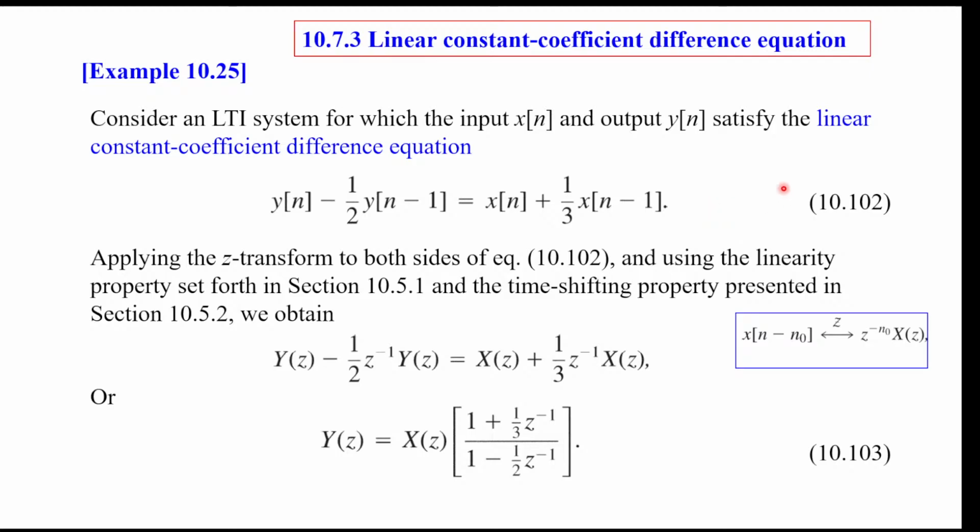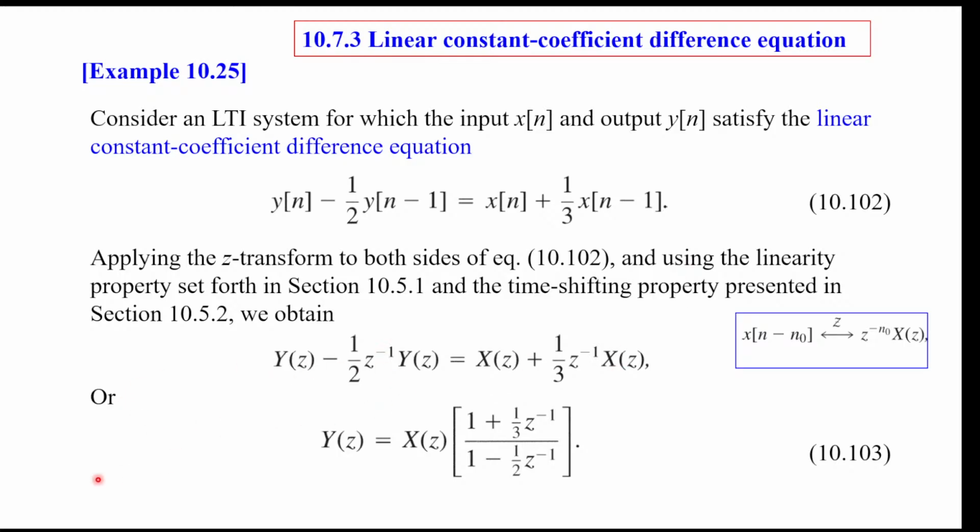As we always do, when we want to solve these difference equations, we apply the transform on both sides. The property we need to use is the time shifting property: x of n minus n0 transforms to z to the minus n0 times X of z. So y becomes big Y, and the minus 1 becomes z to the minus 1. And x becomes big X, and the minus 1 also becomes z to the minus 1.